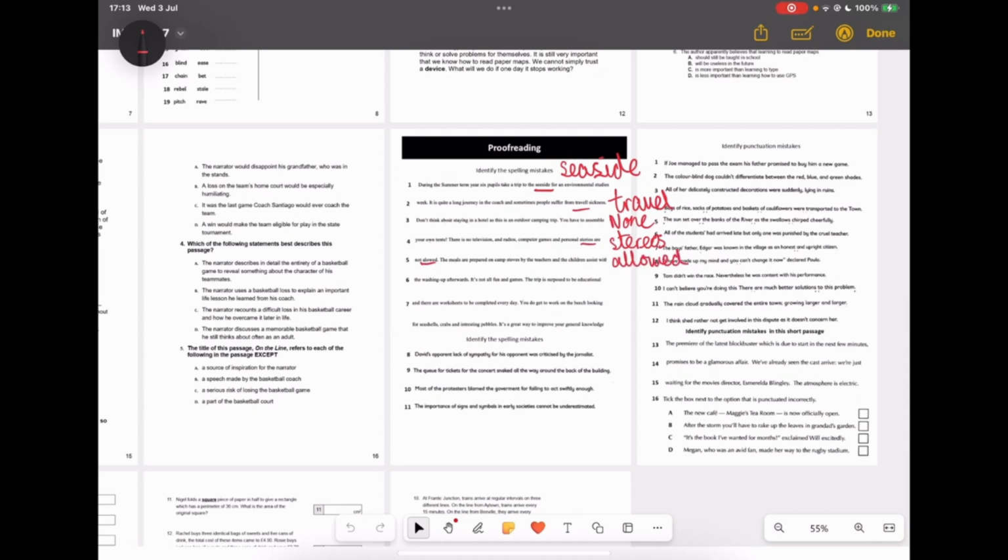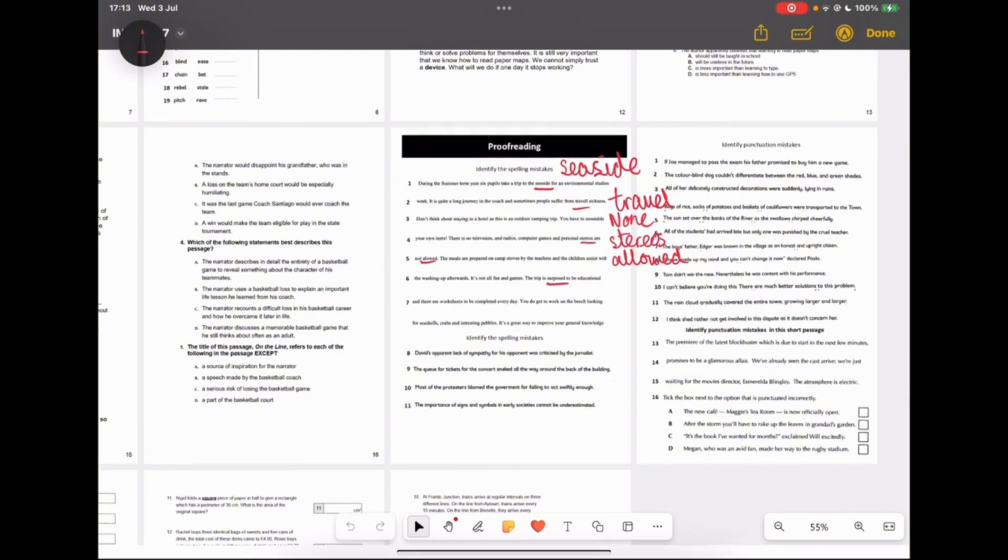The meals are prepared on camp stoves by teachers and children, and the children will assist with the washing up afterwards. It's not all fun and games. The trip is supposed to be educational, so it's spelled S-U-P-P-O-S-E-D. 7. And there are worksheets to be completed every day.